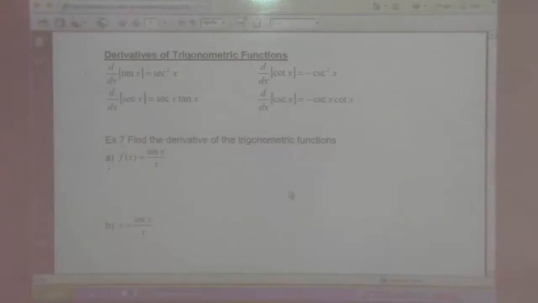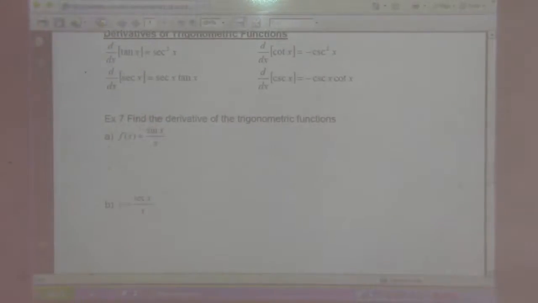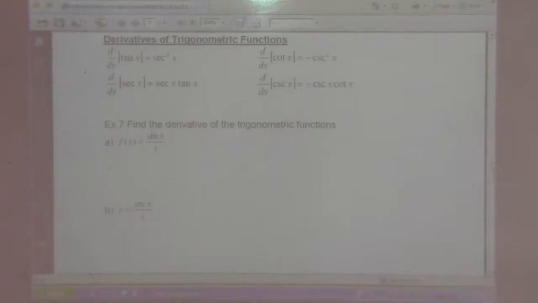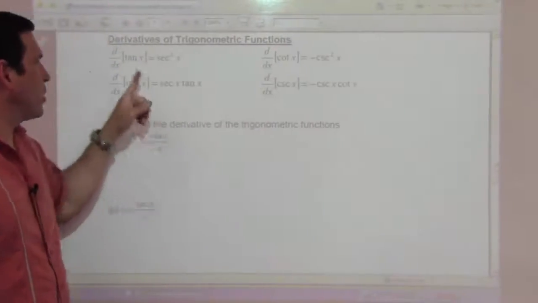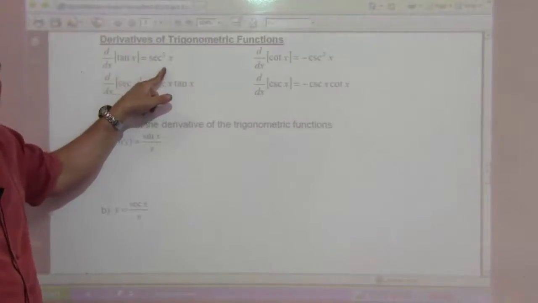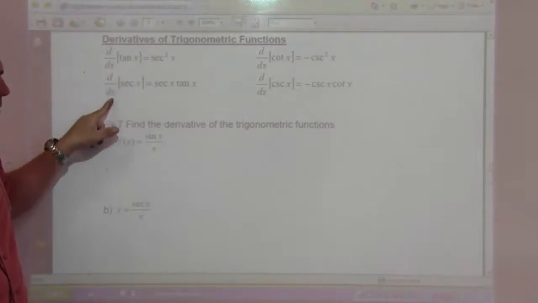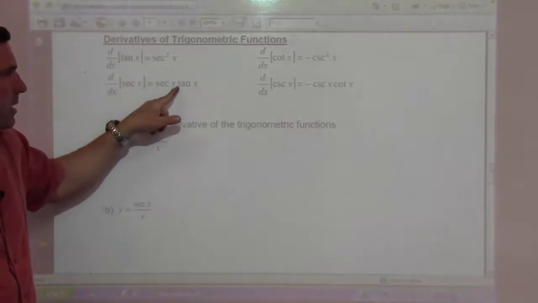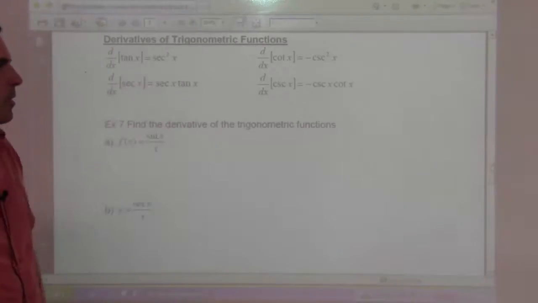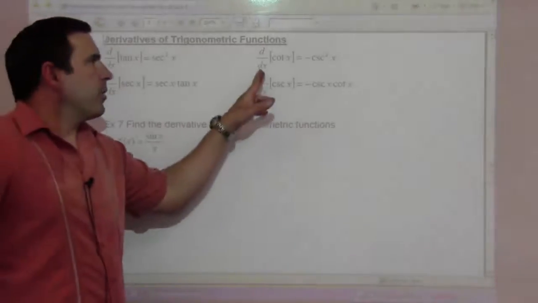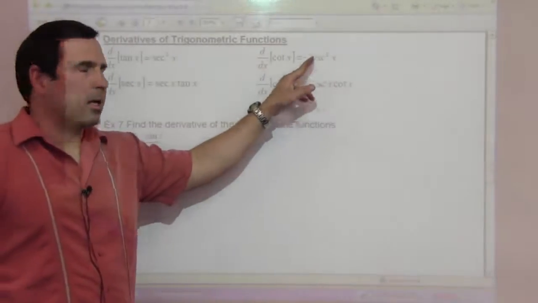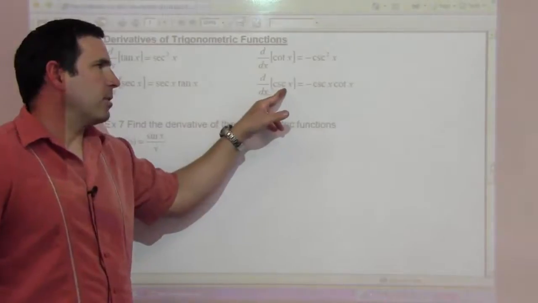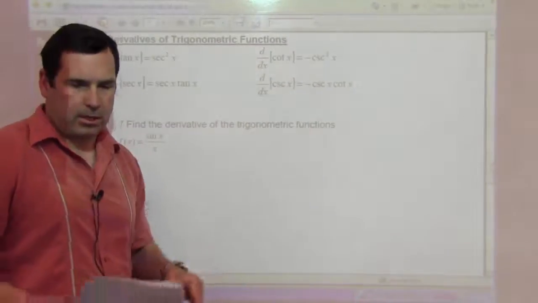The derivatives of trigonometric functions. We already saw sine and cosine, but here we see it for tangent, cotangent, secant, and cosecant. So the derivative with respect to x of tangent of x is secant squared x. The derivative with respect to x of secant x is secant x tangent x. So I don't know if you're expecting something different. Derivative with respect to x of cotangent x is negative cosecant squared x, and the derivative with respect to x of cosecant x is negative cosecant x cotangent x.